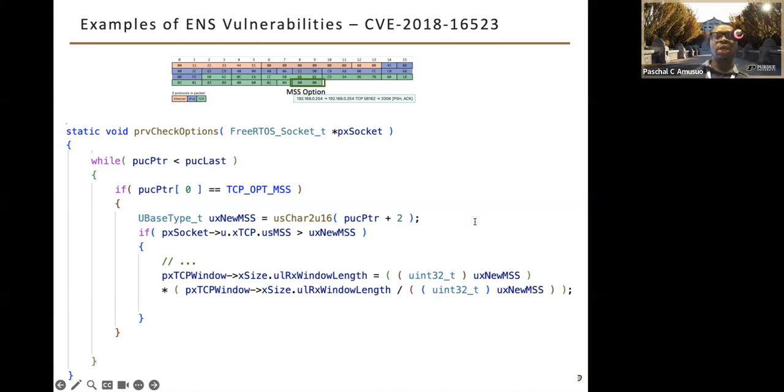So remember the MSS option field that we previously discussed in the last slide. In the last line, here we can see that the MSS field is being used as a divisor in this operation. If that value is 0, as shown in our packet, we get a division by 0 vulnerability, which can lead to a denial of service attack. For embedded systems such as a pacemaker or a car, a denial of service attack can have very disastrous consequences.